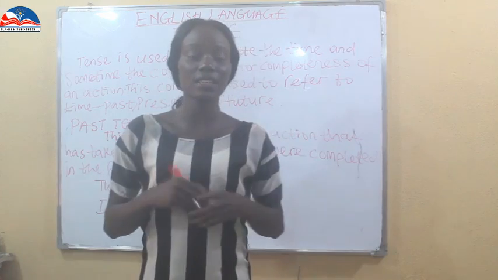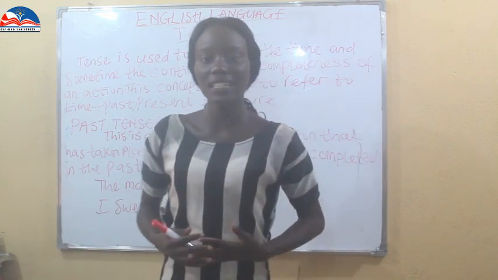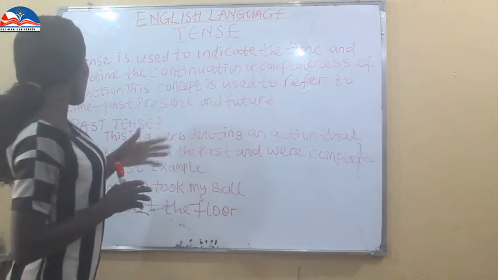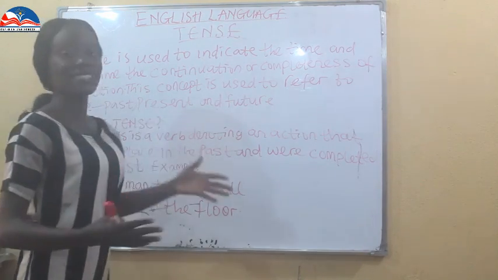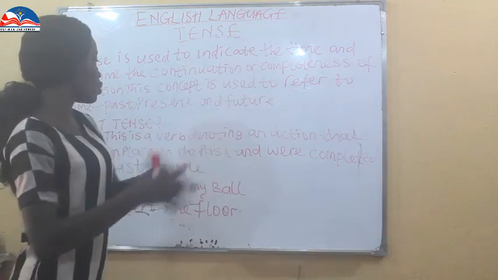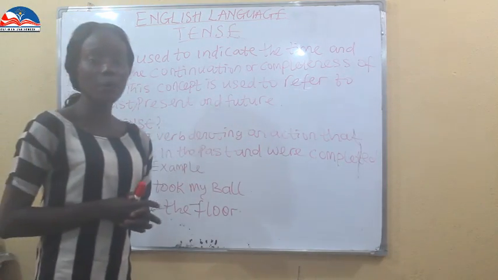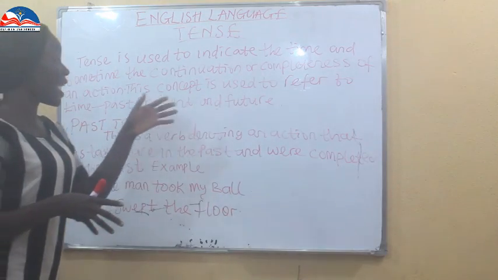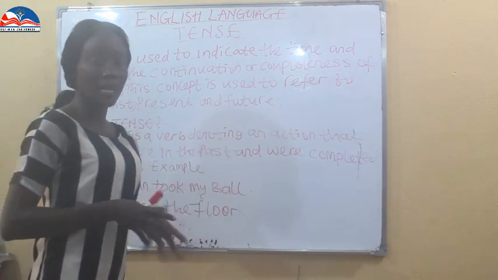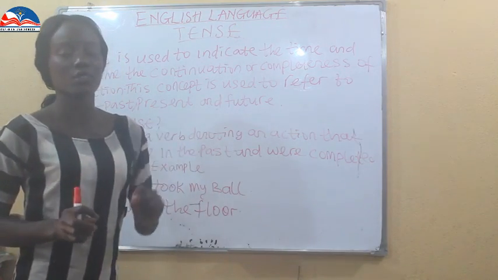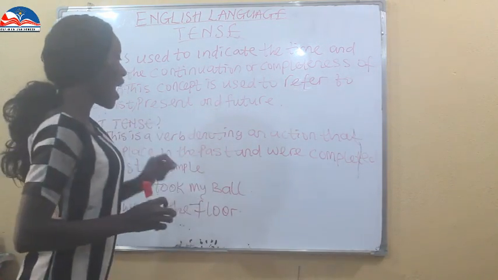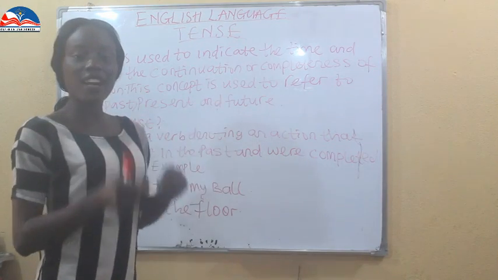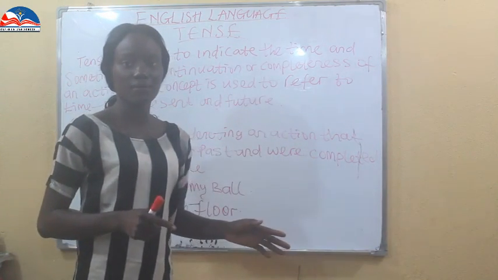When we're talking about tense in the English language, we have the past tense, present tense, and future tense. This concept is used to refer to time. If we're talking about past tense, what do we mean by past tense? It means action that has taken place in the past. Past tense denotes actions that have taken place in the past and were completed in the past. That's why we refer to it as past tense.